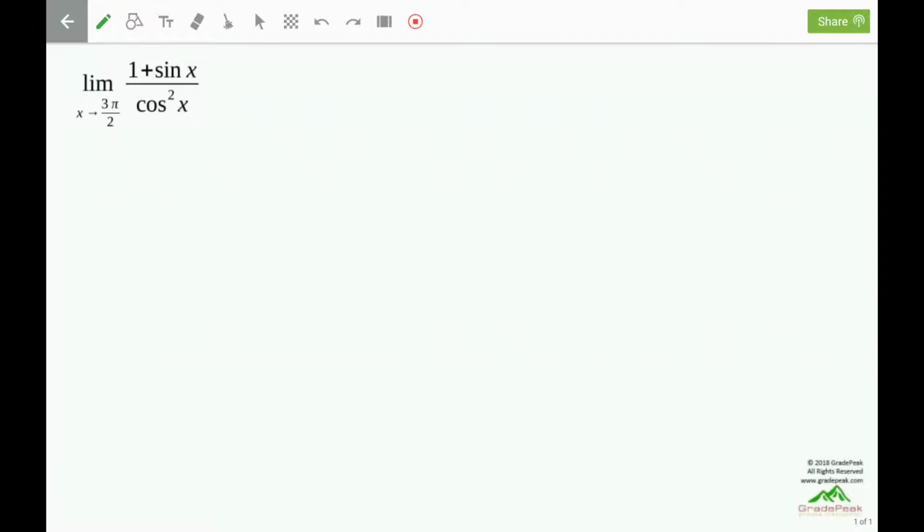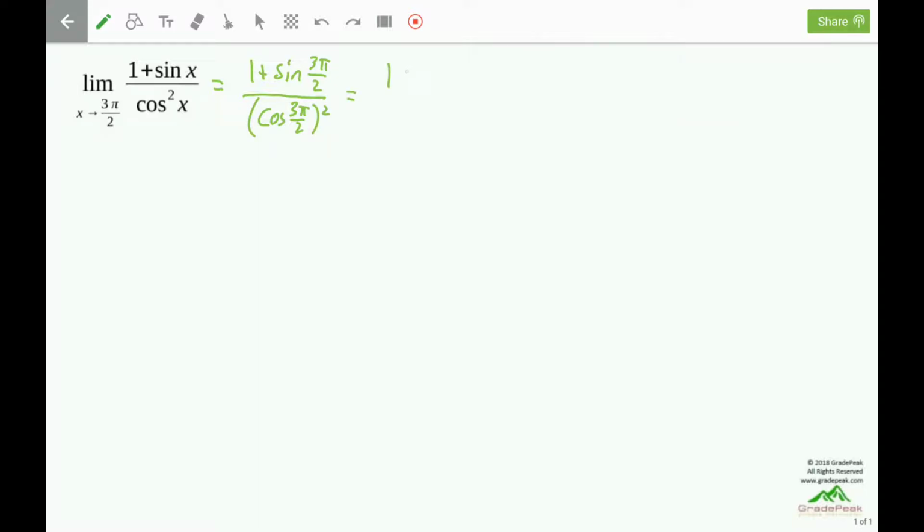Limit as x goes to 3 pi over 2 of 1 plus sine of x divided by cosine squared of x. The first thing we're going to do is try plugging in 3 pi over 2 for each of the x's. That will give us 1 plus the sine of 3 pi over 2 divided by the cosine of 3 pi over 2 quantity squared.